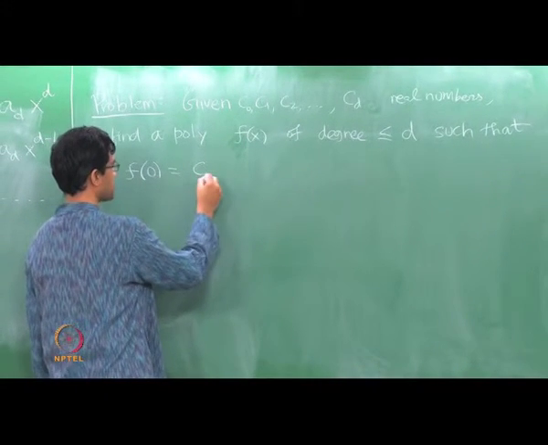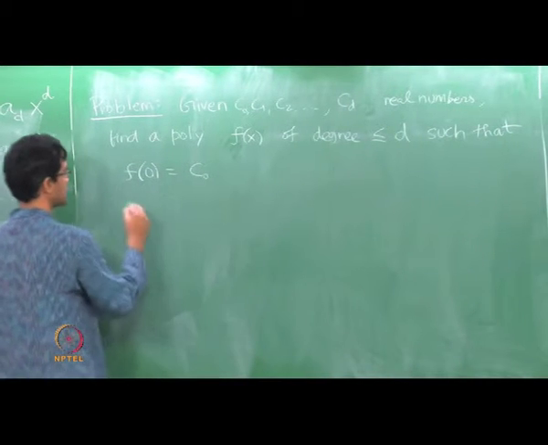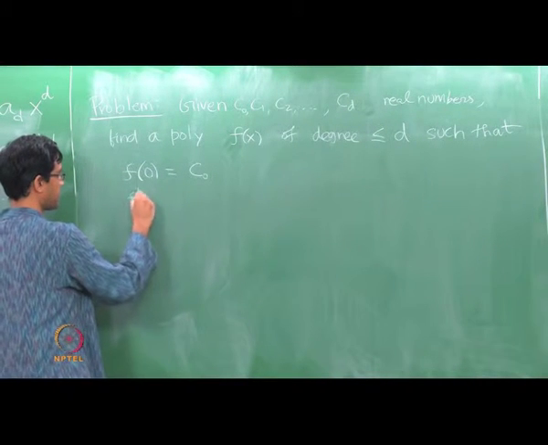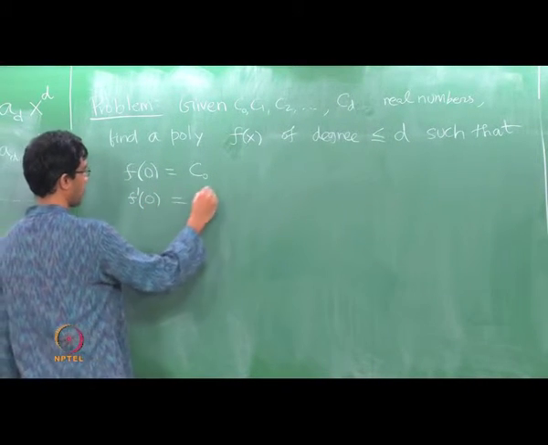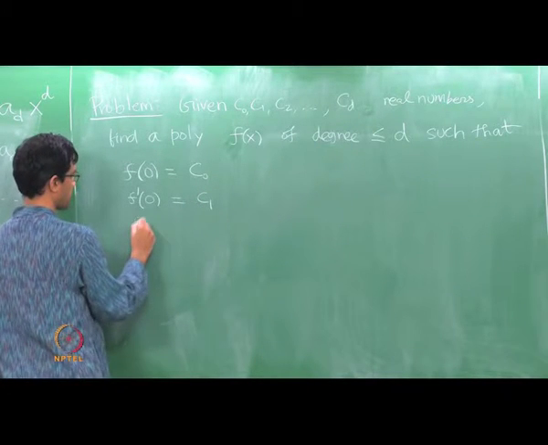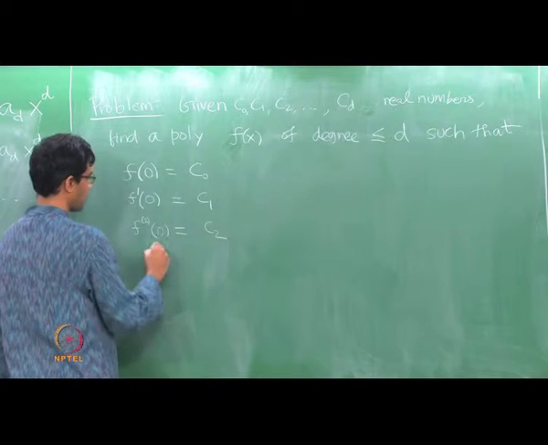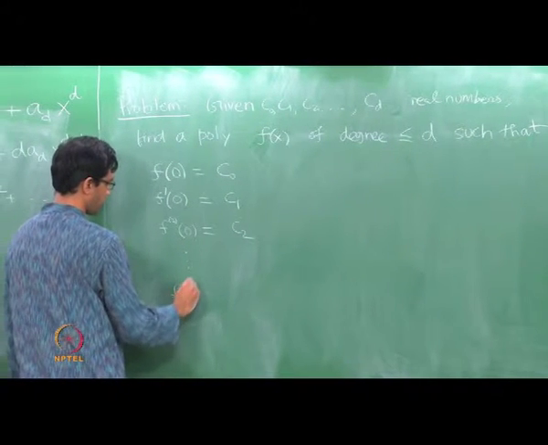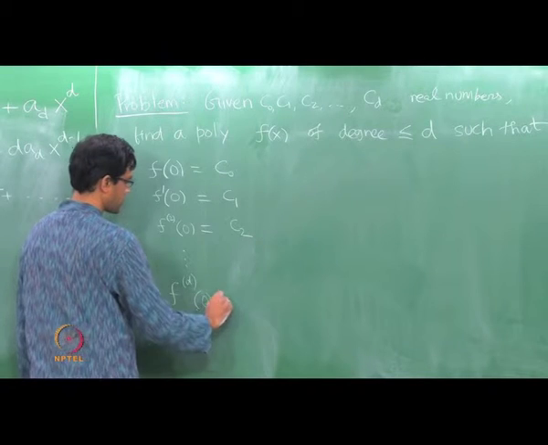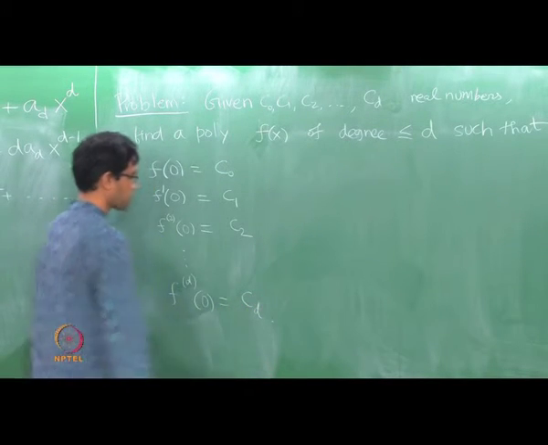If I plug in x equal to 0, I want it to give me the number C0. If I take the derivative of f and evaluate it at 0, I want to get the number C1. The second derivative evaluated at 0 should give me the number C2 and so on till the dth derivative evaluated at 0 should give me Cd.